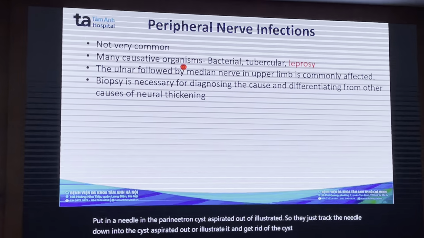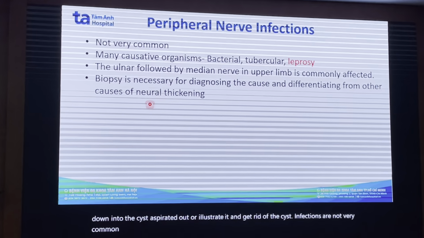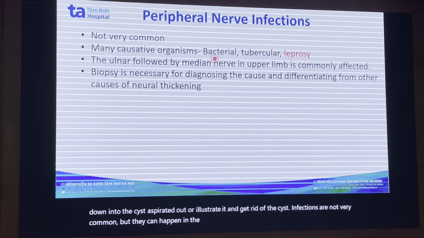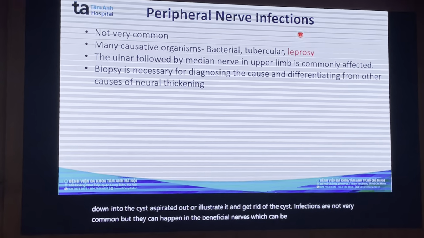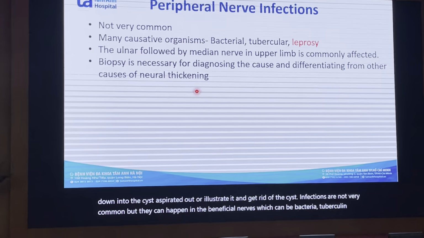Infections are not very common, but they can happen in the peripheral nerves, which can be bacterial, tubercular, or leprosy, but leprosy is the most common one.